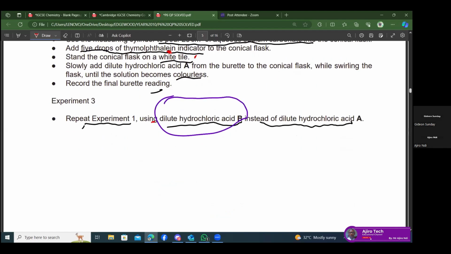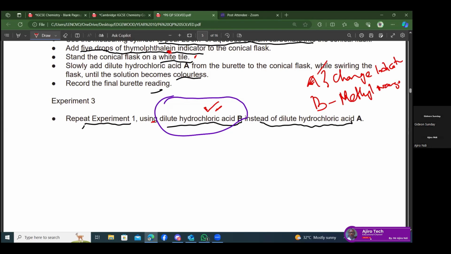And then we have the third experiment. You change the acid this time. You're not using dilute hydrochloric acid A again; you're now using dilute hydrochloric acid B. So for the first two experiments, you are using dilute hydrochloric acid A, but there is a change of indicator. But for experiment 3, you are using dilute hydrochloric acid B, and you use methyl orange as the indicator. So that will help you answer this.